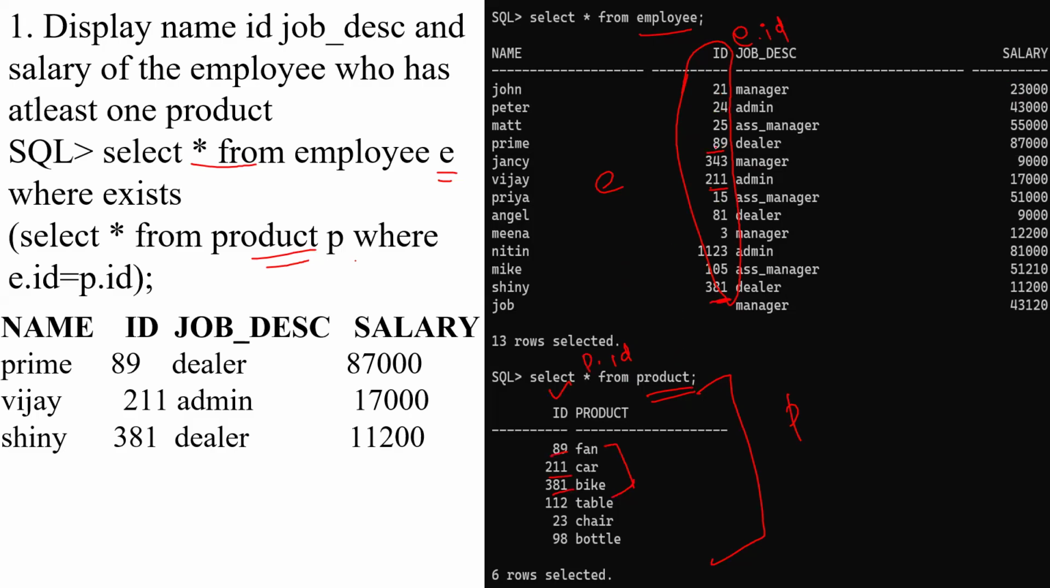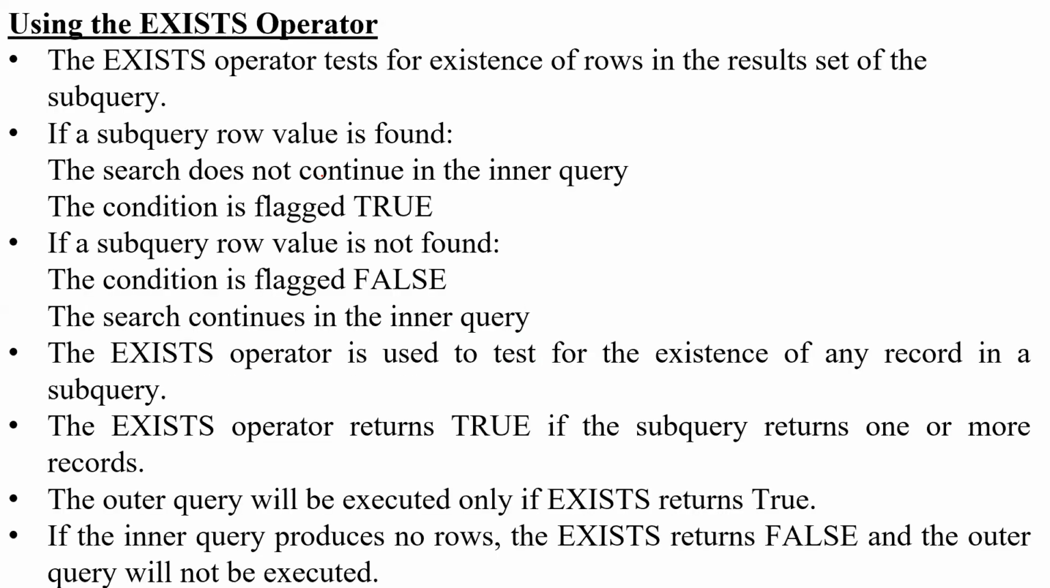Okay, so for ID 89, I have retrieved the data based on a comparison between two tables. The common column is ID, and through that common column I have retrieved those data. So: where exists, select product from PID. This inner query will result in 89, 211, 381. These are the three different IDs which are common in both tables, and I'm just going to retrieve those data. So EXISTS always works on a true or false condition.